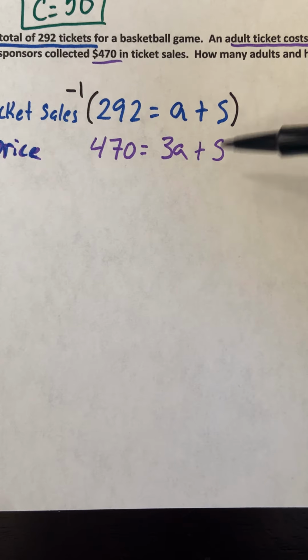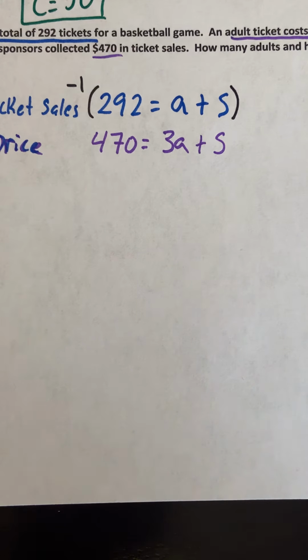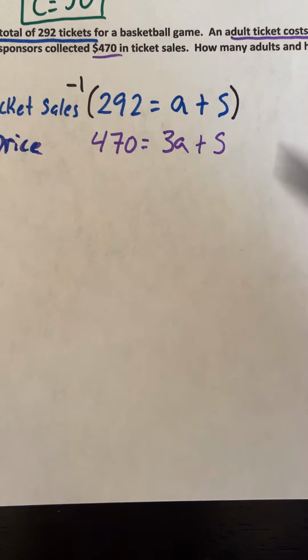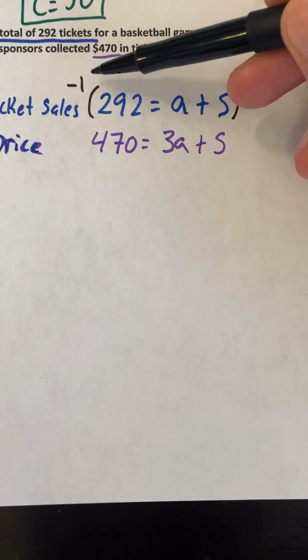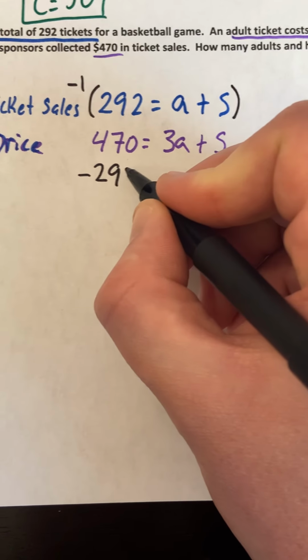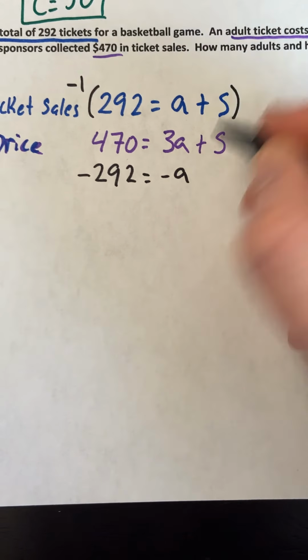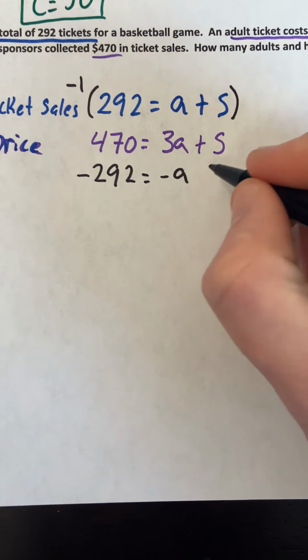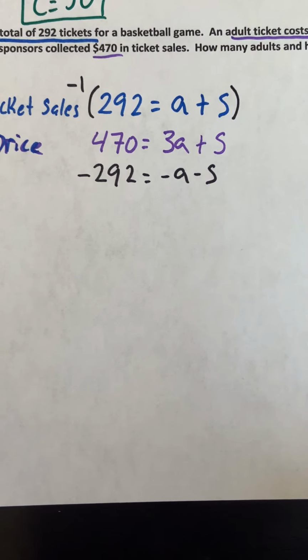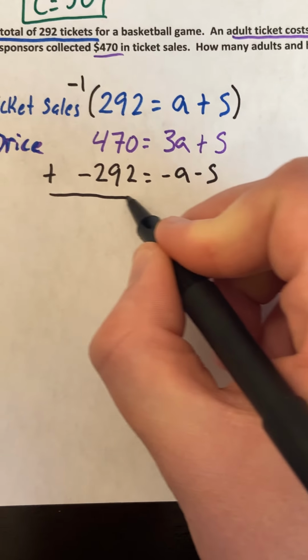Now we have the -s over +s, right? The coefficients of my variable there are opposite, which is exactly what we want in elimination. So I'm going to distribute this -1. This is going to be a -292, -1 times a is a -a, and -1 times s is a -s. Okay, so now I've got my purple and my black equation.